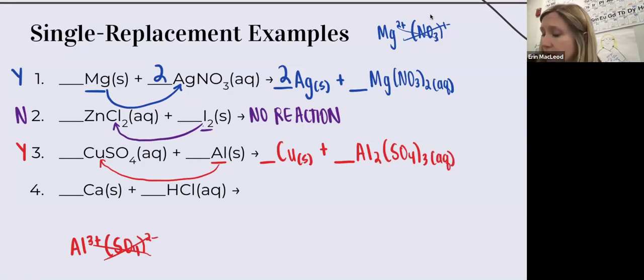Gives you 2 aluminum, so I'll put a 2 there. Gives me 3 S's and 12 O's, so I'll put a 3 on the left-hand side to get my 3 S's and 12 O's. That'll give me 3 copper, so I will put a 3.